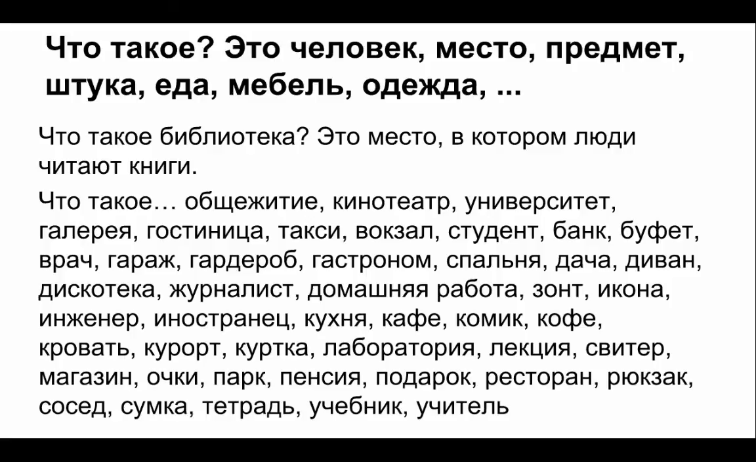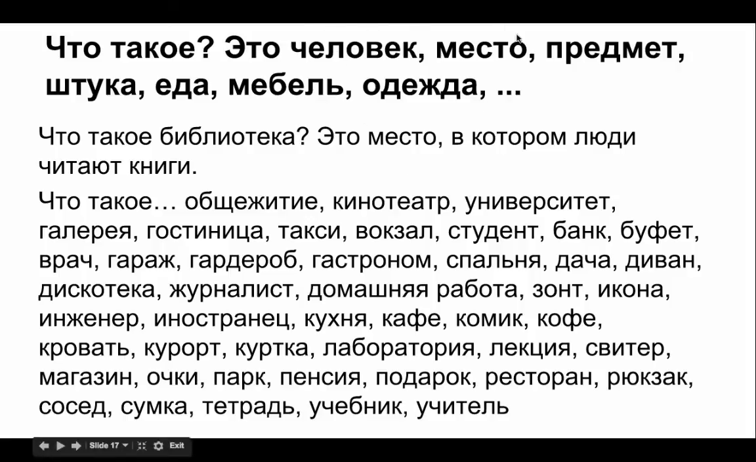How can we use который to define something? We'll be doing this a lot more in class, but I want to show you at least one example and have you start thinking about this. Что такое? What if we want to describe what something is? Что такое библиотека? What is a library? Это место, в котором люди читают книги. It's a place in which people read books.